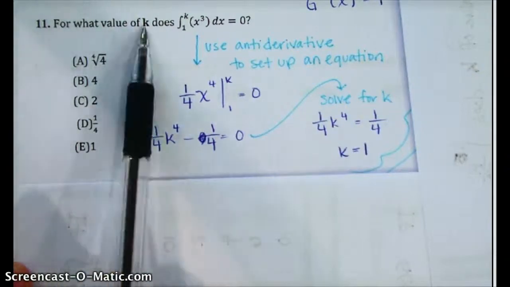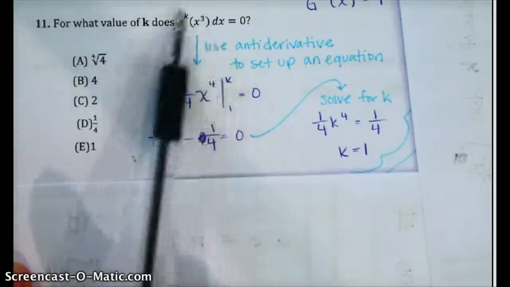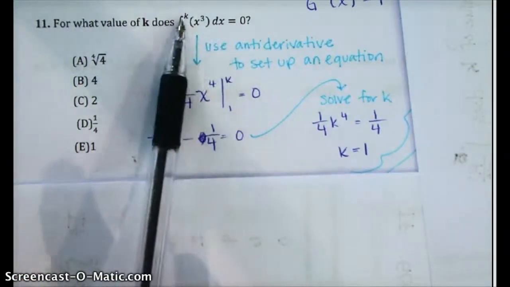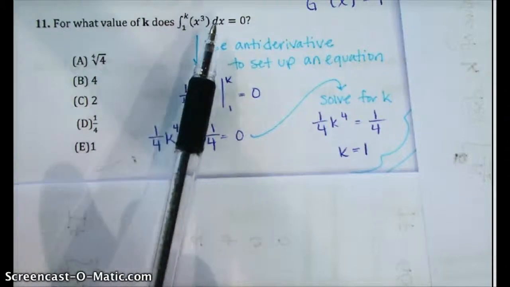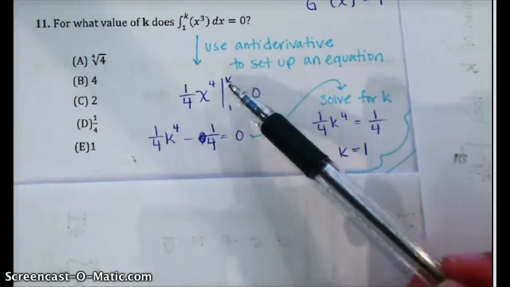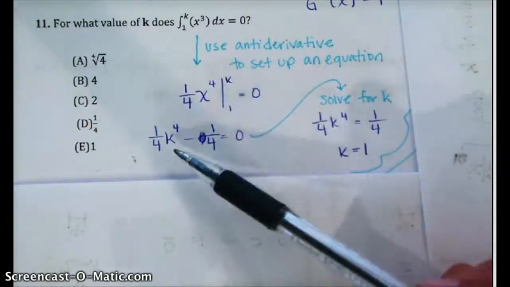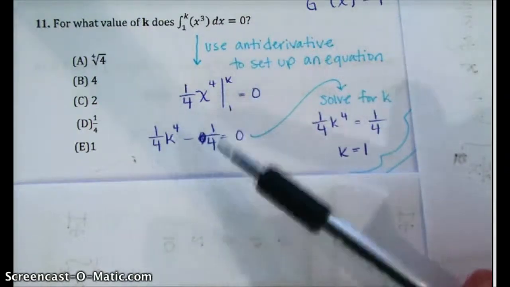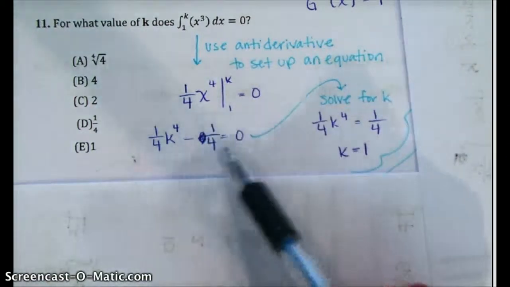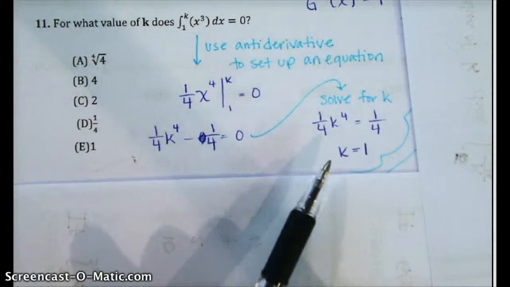And for what number in the k position, which is the top of the integral, does the answer to this integral equal 0? Well, if I pretend in my head that k is a number, I can evaluate this integral and plug in k just as if it was that upper limit of integration. And I do that using an antiderivative. So the value of this integral must be 1/4 k to the 4th minus 1 over 4. And if it's supposed to equal 0, I can just solve that equation to figure out what k should equal. And it turns out k should equal 1.